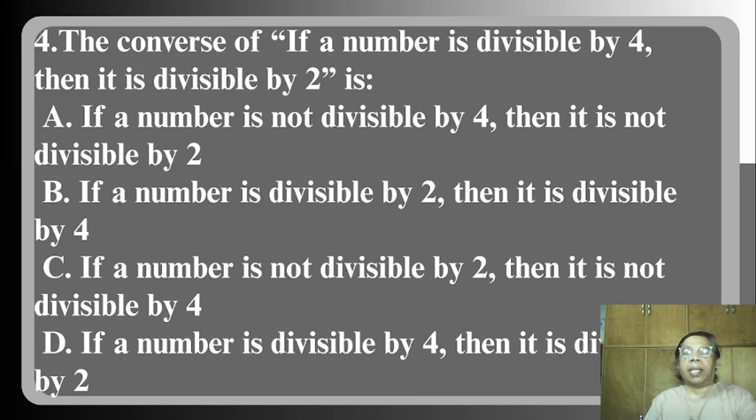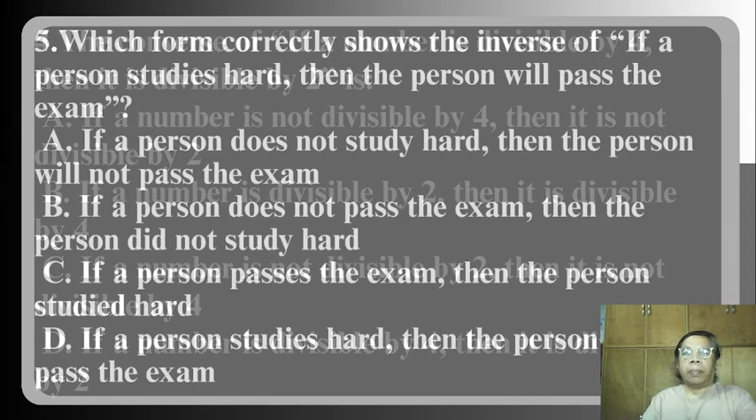A. If a number is not divisible by 4, then it is not divisible by 2. Letter B. If a number is divisible by 2, then it is divisible by 4. Letter C. If a number is not divisible by 2, then it is not divisible by 4. Letter D. If a number is divisible by 4, then it is divisible by 2.